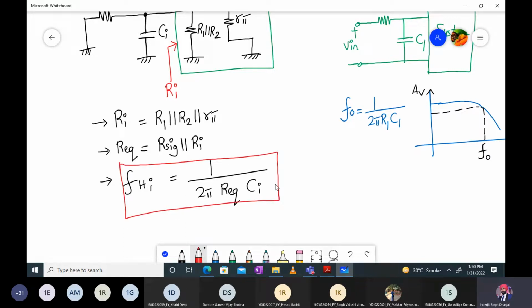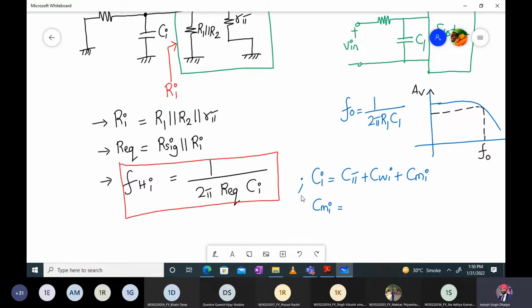And for this, what is the CI value? What is the value of CI over here? Where CI is equal to C pi plus CWI plus CMI. Now can anyone tell me what is CMI? Input Miller capacitance, what's the value of it?